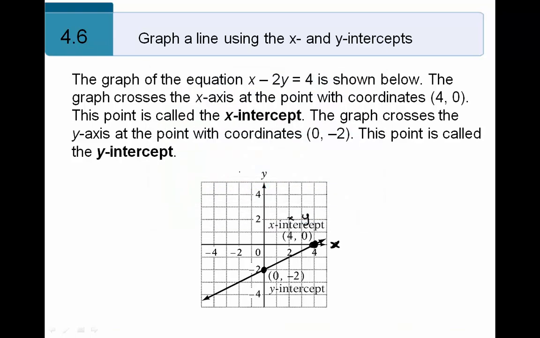Now look at the point where the line is crossing the y-axis, or the y-intercept. Notice this point right here, the ordered pair of that point is 0, negative 2. Notice this ordered pair has an x of 0 and a y of negative 2. So the point I'm trying to make here is an x-intercept will always have a y that's 0, and a y-intercept will always have an x that's 0.